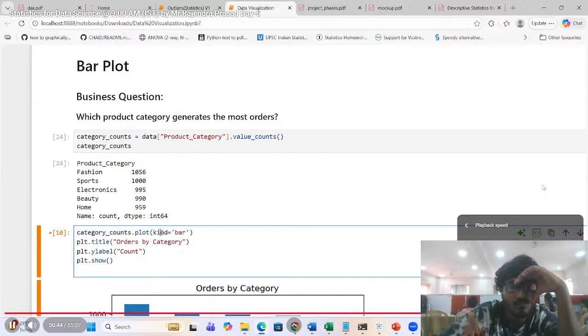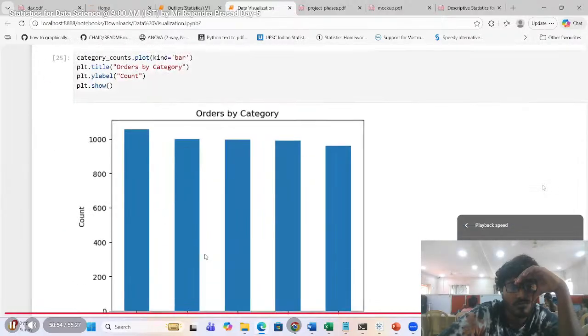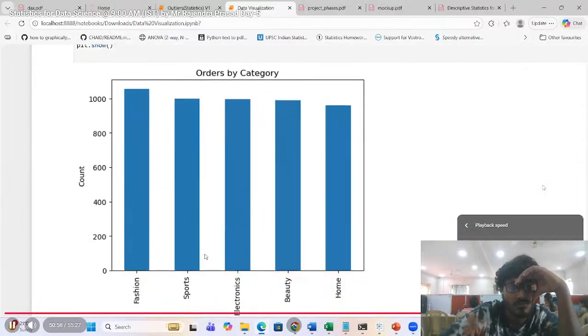In the plot, you have a parameter called kind, which means what type of plot you want. I said bar chart. So when I do this, I got a bar chart. You tell me from which category I'm getting more orders? Fashion. From which category I'm getting less? Home accessories. Clear? So like that you can go and prioritize.